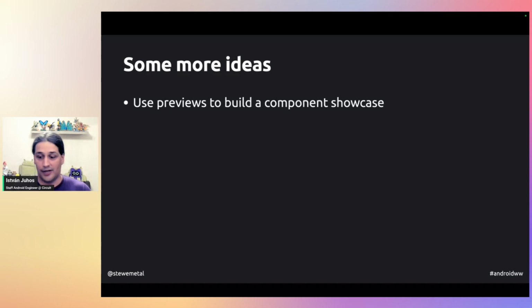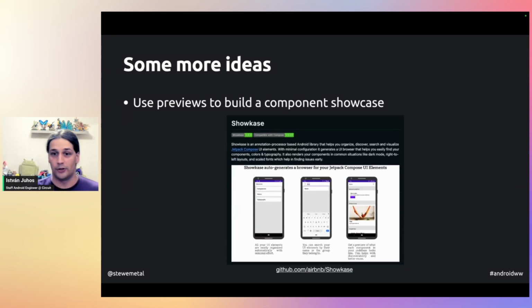Also, if you have a design system, which you probably have if your app is big enough, it makes sense to create a component showcase for that, either by hand or with a library, for example, Showkase. There are a couple other libraries like that out there, and there are a couple more in the works. I pretty much know that for sure. But Airbnb's Showkase is pretty popular, where you can generate these showcase screens from your preview functions.